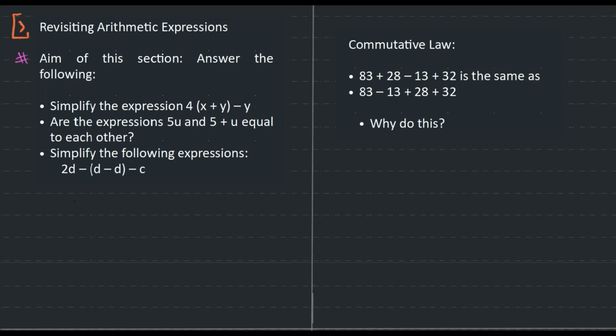Let's look at arithmetic expressions before we start off with the next topic. The next topic has to do with something like this: simplify this particular expression. Is 5u and 5 plus u different, and how to simplify this, and so on. To understand this, we need to go back to numbers. Why are we going back to numbers?